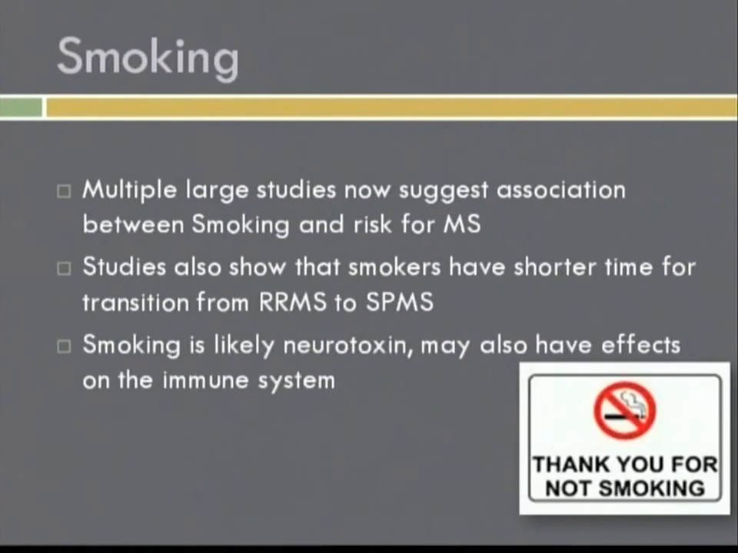And then smoking. This is one of the topics that I'm passionate about. But we know that now there's been some studies that show that there is a link between smoking and the risk for MS. And studies show that smokers also have a shorter time from the transition between the relapsing form of MS to the progressive form. And so the reason why we think is because smoking is likely, well, we know it is a toxin. It's a neurotoxin. And it may also have immune system effects. And so with this information, if there are any MS patients out there that smoke, I'd like you to stop today. It's very bad for you.